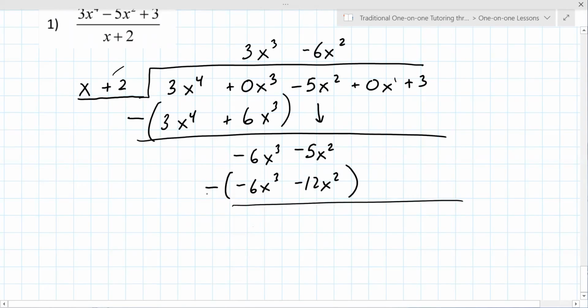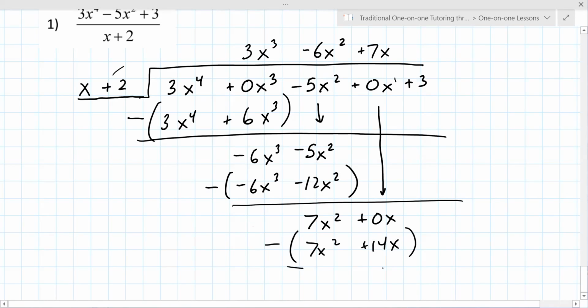Then it's minus minus a minus, so this becomes 7x squared. Then you bring the 0x down, and that's just a sign. So again, you rinse and repeat here. How do you get to 7x squared from x? Use 7x. When you multiply 7x by x, you get 7x squared. 7x times 2, that's 14x. And then you subtract. You notice I'm putting it in parentheses because you're subtracting both of them.